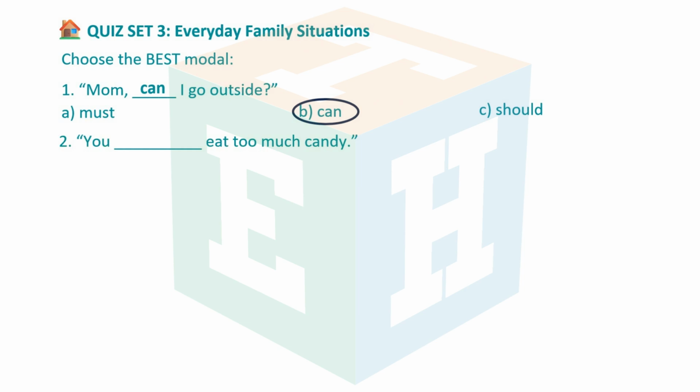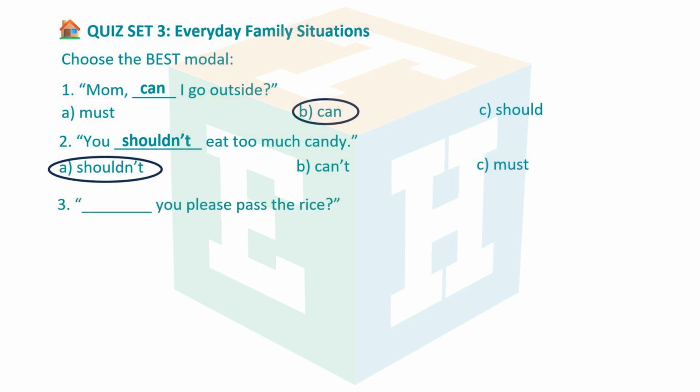Number 2. You blank eat too much candy. A. Shouldn't. B. Can't. C. Must. Answer is letter A. You shouldn't eat too much candy. Number 3. Blank you please pass the rice. A. Must. B. Could. C. May. Answer is letter B. Could you please pass the rice?